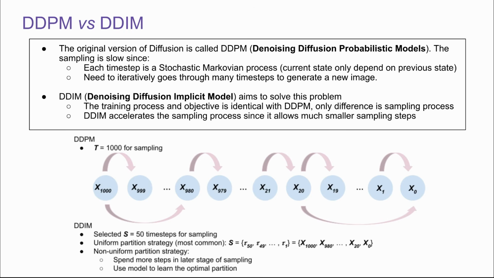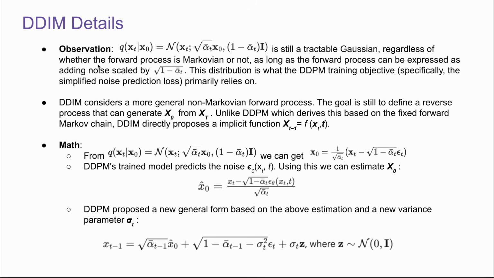So why can DDIM do this? Let's take a look together. The DDIM paper has a very sharp observation. For DDPM, the distribution of q(xt given x0) is very important. Almost all the following conclusions depend on this formula. This is still a tractable Gaussian, regardless of whether the forward process is Markovian or not, as long as the forward process can be expressed as adding noise scaled by the square root of 1 minus alpha t hat. This distribution is what the DDPM training objective, specifically the simplified noise prediction loss, primarily relies on.